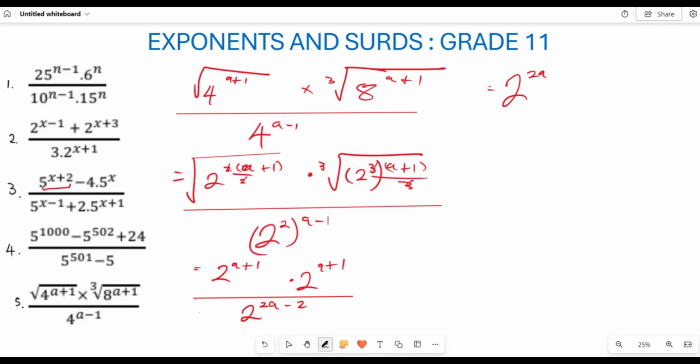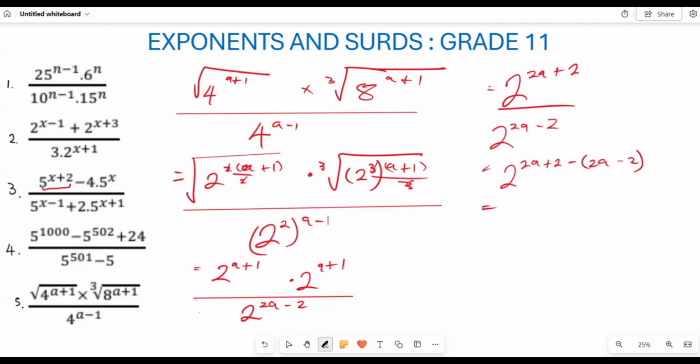Now, what else am I going to have here? 1 plus 1 gives me 2, right? This is 2 over, this is 2 to the power of 2a minus 2. And what is it that I'm going to end up having here? Now, this and these are going to cancel each other, right? So what is it that I'm going to end up having here? If you are not sure, I can still write this in terms of 2 to the power of 2a plus 2, subtract 2a minus 2.